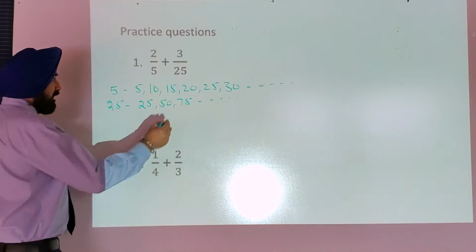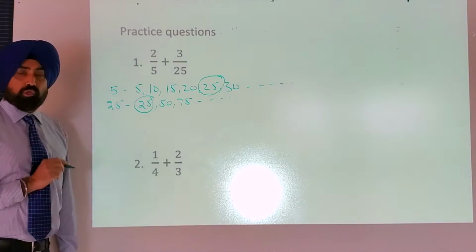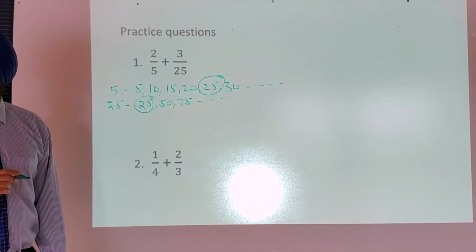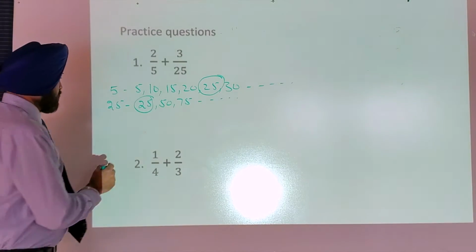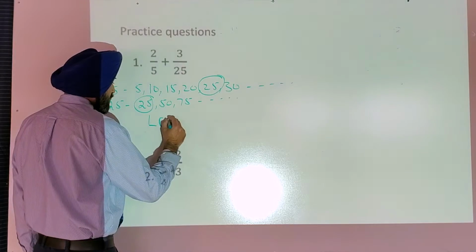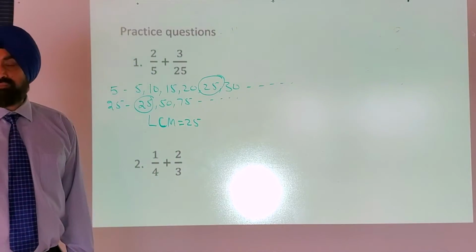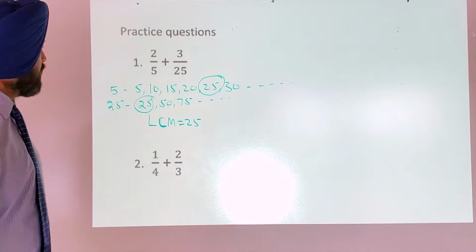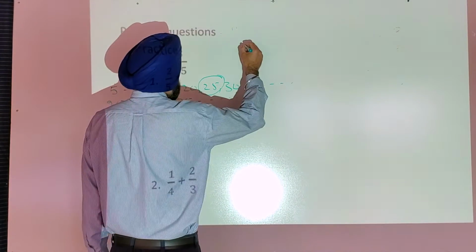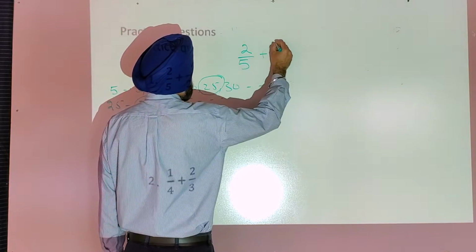Which number is common here? See, this 25 is common. So the lowest common multiple is 25. So what's our new denominator? The common denominator is 25. So what do we do here? This is 2 over 5 plus 3 over 25.